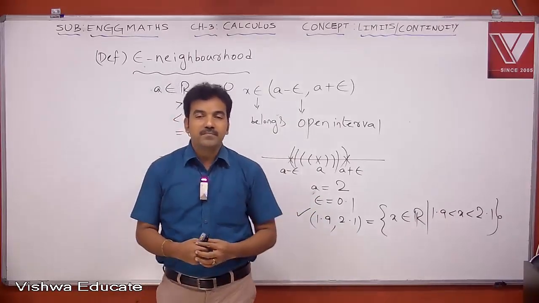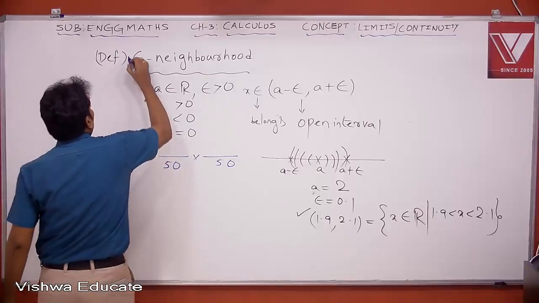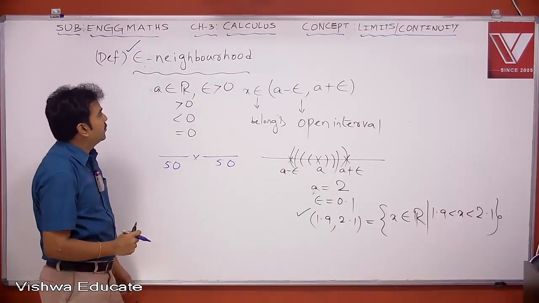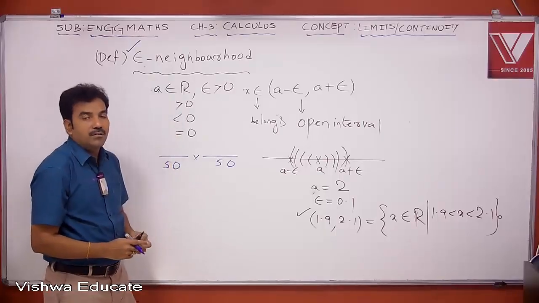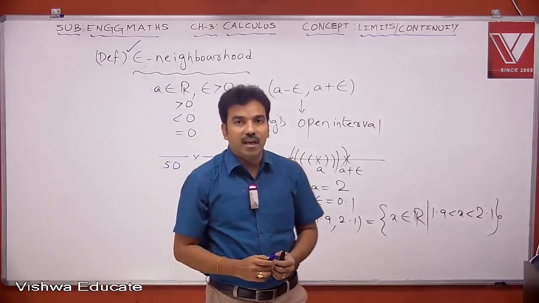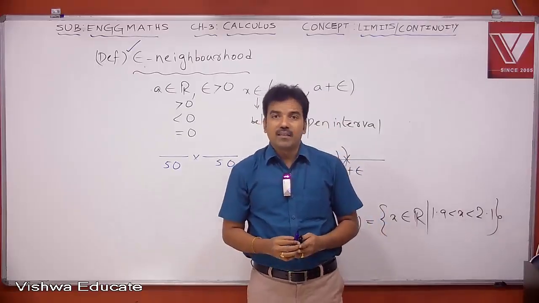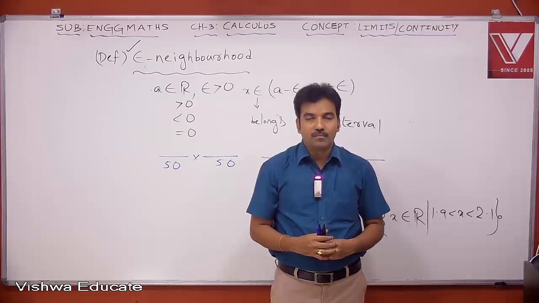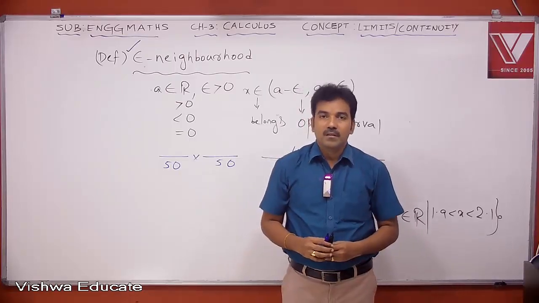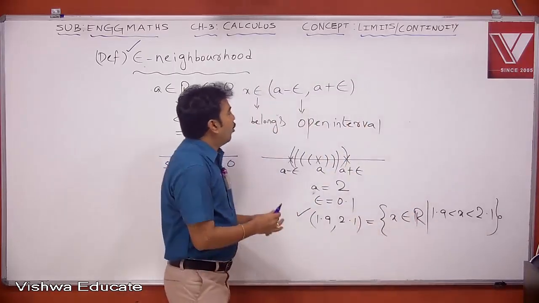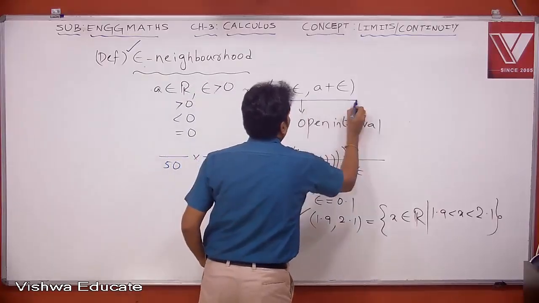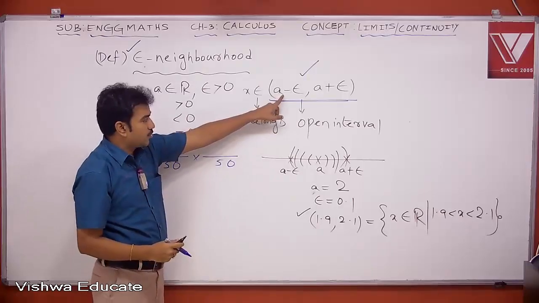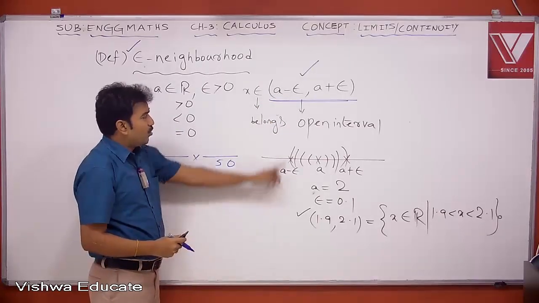So note this point. Definition: epsilon neighborhood. Let A be any real number and epsilon greater than 0. Then the open interval (A minus epsilon, A plus epsilon) is called epsilon neighborhood of A.